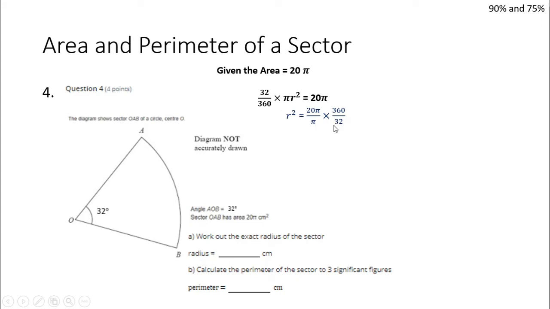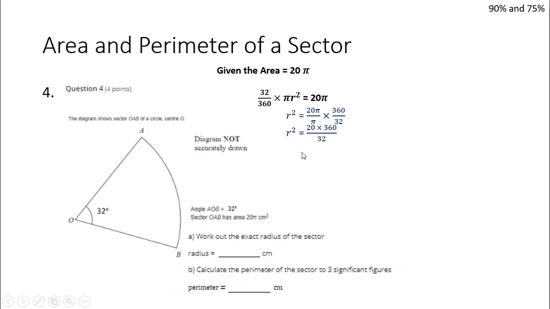I know that to divide by a fraction, I need to flip it over and multiply it. So rather than being 32 over 360, I've got 360 over 32. Okay, simplifying that down, I know I can cancel out my pi's. I can divide the top by pi, which will leave me with just 20, and divide the bottom by pi, which will leave me with just 1. So I could say that that's really just 20 times 360 over 32. So I've got 20 times 360 over 32.